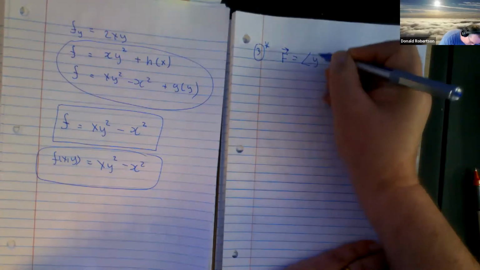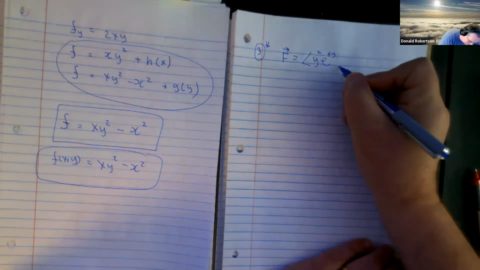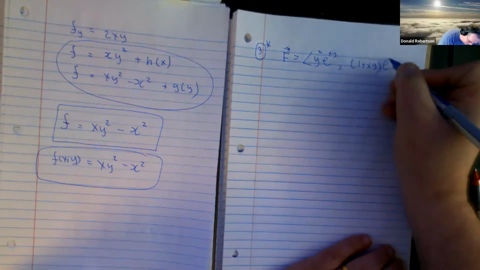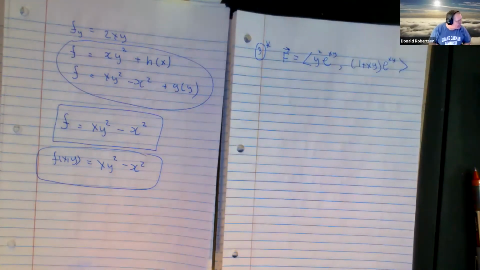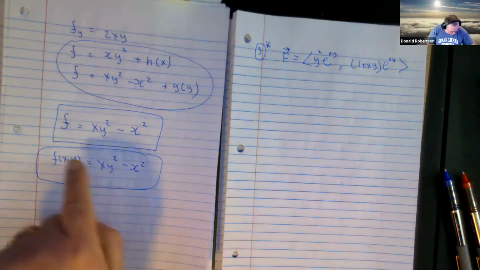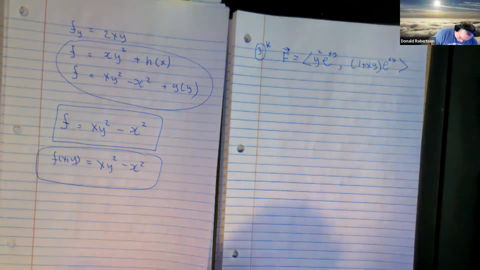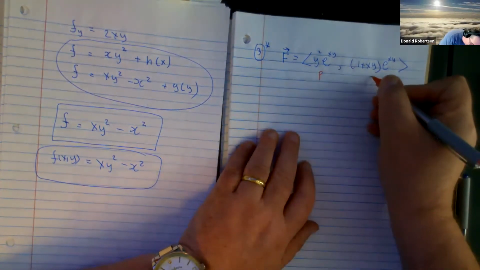I have y squared e to the xy. I have a 1 plus xy e to the xy. And we are being asked to determine, first, is it a conservative field? And then if it is, we have to find the potential function. I'm going to call this guy P. I'm going to call this guy Q.